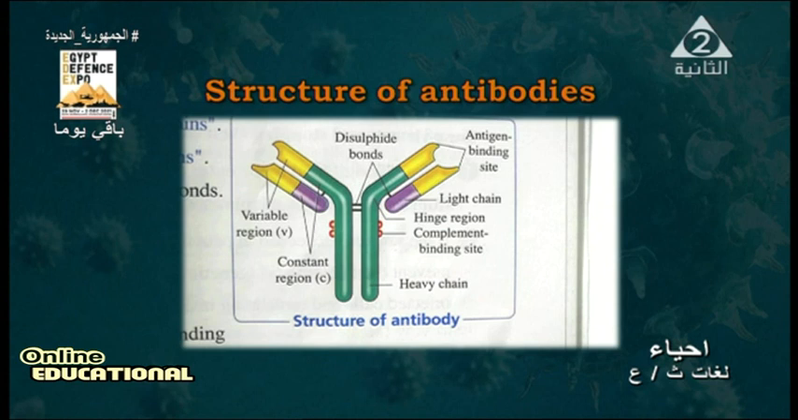Also, there is a heavy chain, which carries the disulfide bonds and also the light chain. There are constant regions and variable regions according to the structure of the antibody. This is the structure of the antibody: the disulfide bond, antigen binding site, light chain, hinge region, and complement binding site.